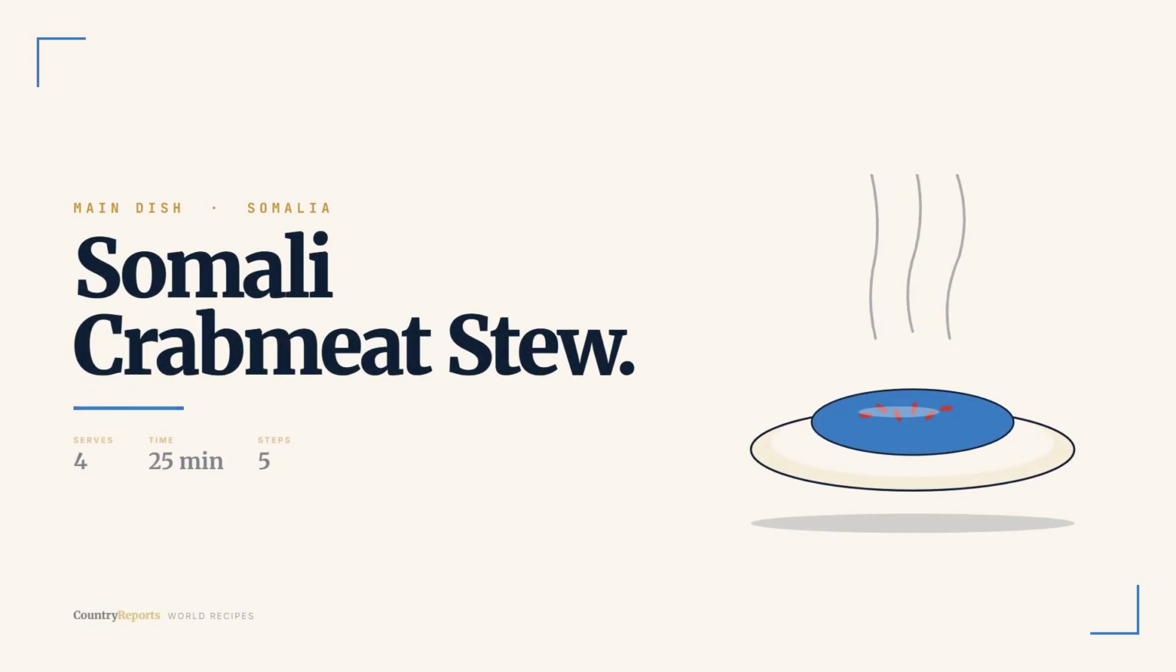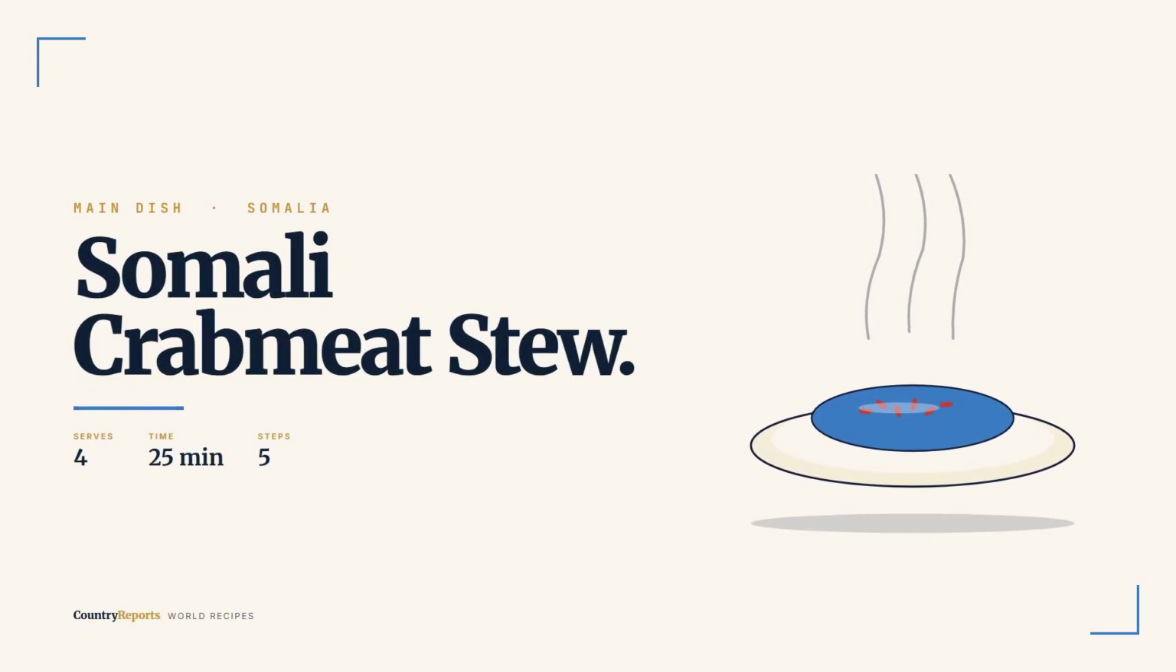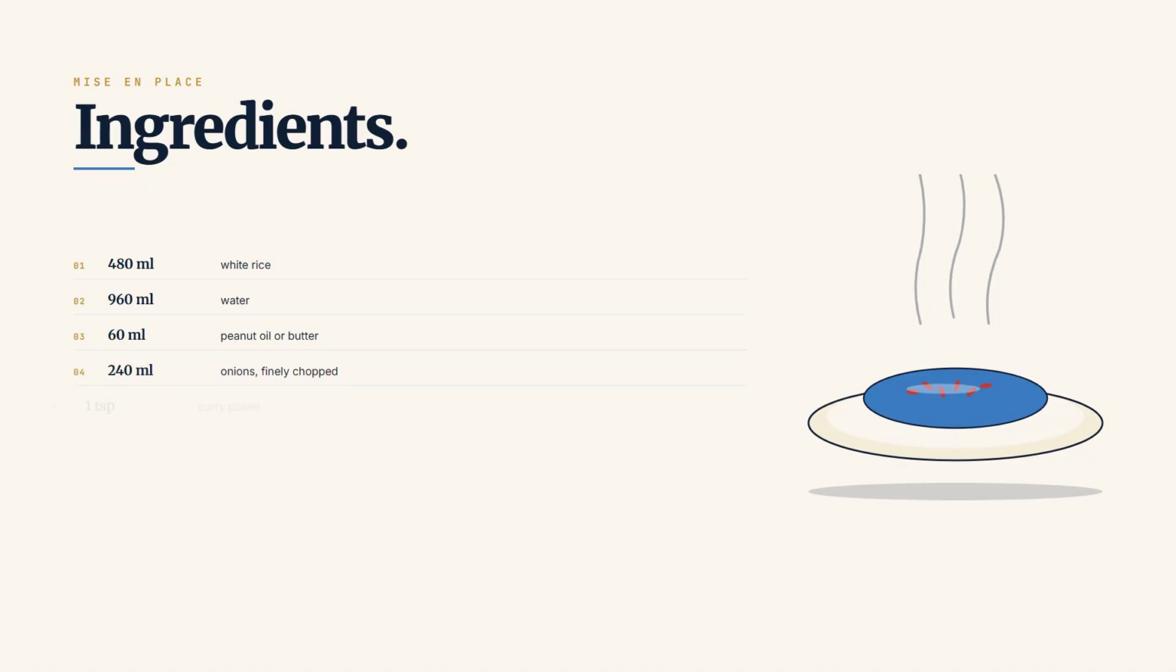Somali Crabmeat Stew. A main dish from Somalia. Serves 4. You will need 11 ingredients.